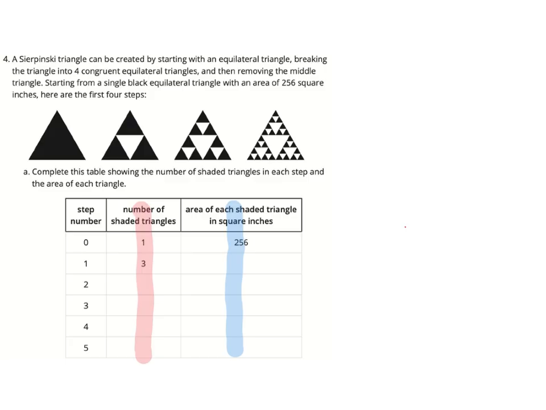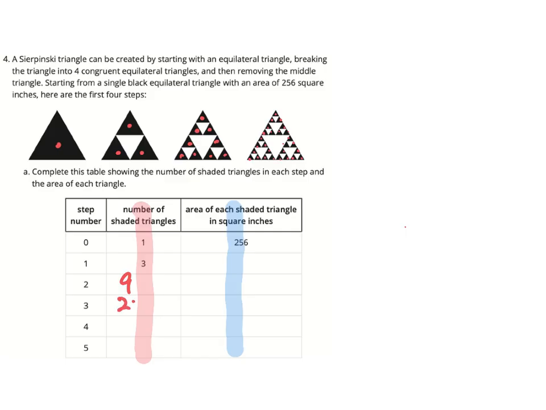So let's start with the red. All you got to do is count the triangles. In step 1, we have 1. In step 2, we have 3 shaded triangles. In step 3, we have 1, 2, 3, 4, 5, 6, 7, 8, 9, so we have 9 shaded triangles. In step 4, we got 1, 2, 3, 4, 5, 6, 7, 8, 9, 10, 11, 12, 13, 14, 15, 16, 17, 18, 19, 20, 21, 22, 23, 24, 25, 26, 27.